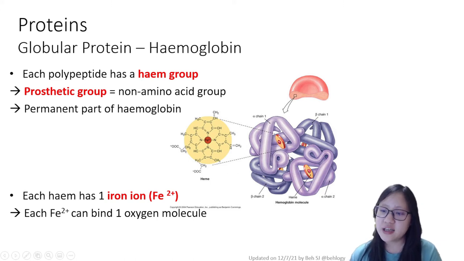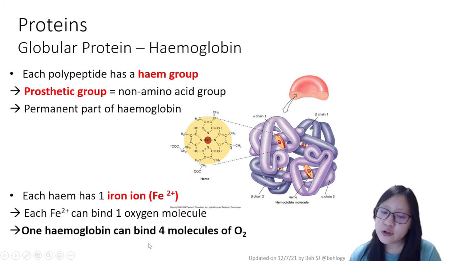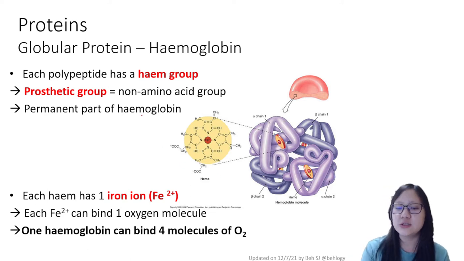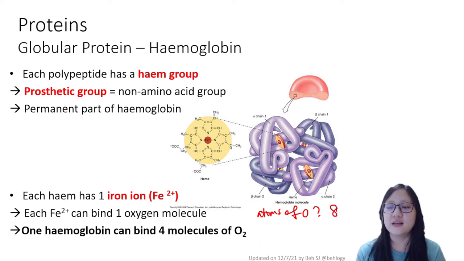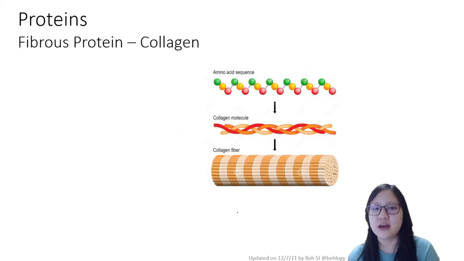Because they have four different heme groups, this means that one hemoglobin can bind four molecules of oxygen. Now, a trick question here. If they ask you how many atoms of oxygen can a hemoglobin bind, you have to say eight. Four molecules of oxygen, but eight atoms of oxygen. They can be tricky like that, so be careful, okay?